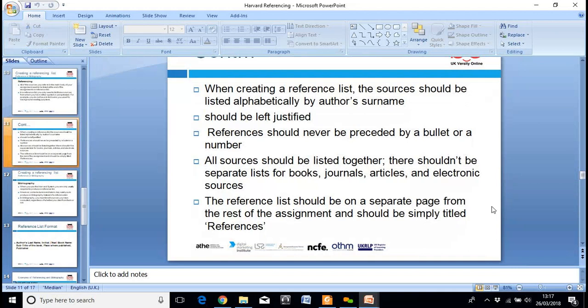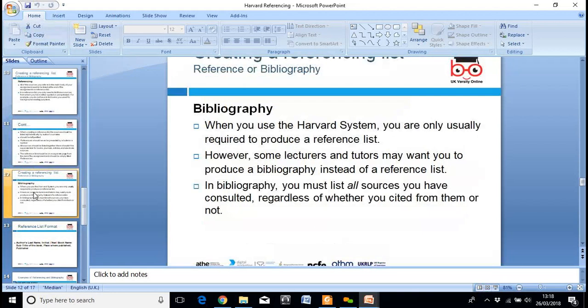Now, for general use on the qualifications you are doing, if you've not got a huge reference list, let's say the last page of your assignment has only got one paragraph on the page, there's nothing wrong with going down a couple of lines, writing References in and then listing your references there. They don't necessarily need to be on a different page, because they're clearly marked as the references list or your list of references.